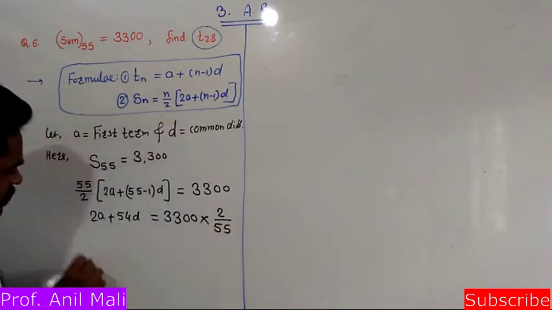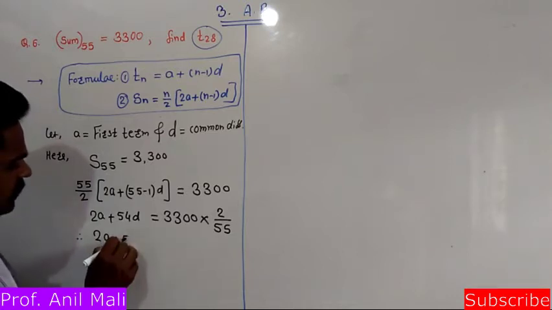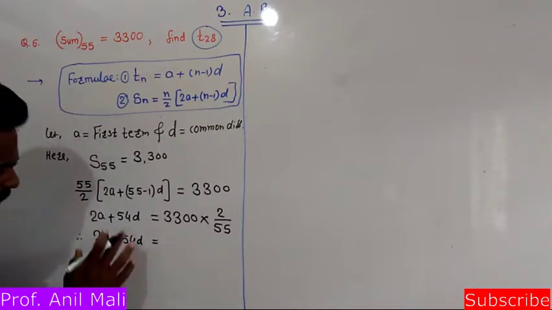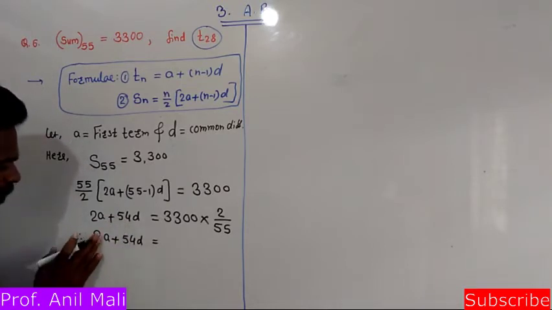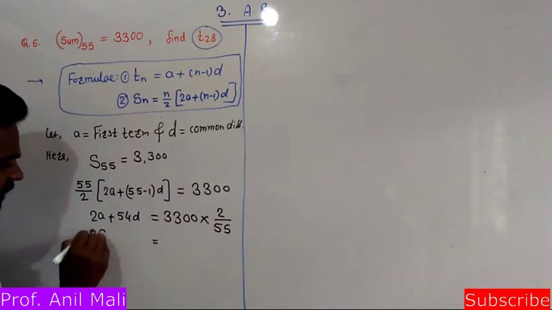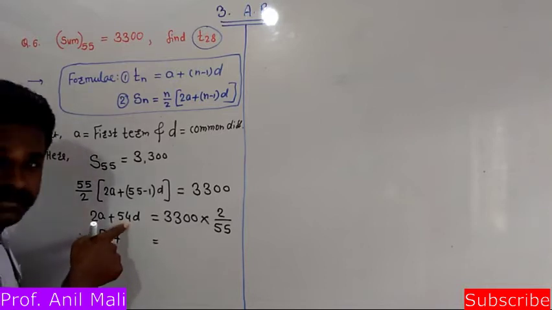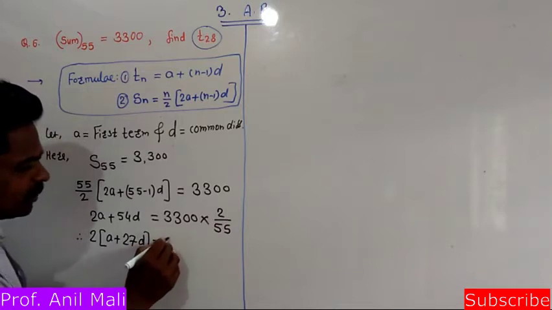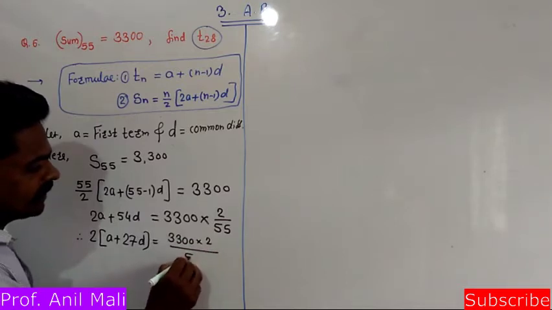Therefore we can write here 2a plus 54d is equal to, now we'll take 2 common from both terms. If we take 2 common from both the terms, then we get 2 into the bracket a plus 27d, since 27 twos are 54, and it is equal to 3300 into 2 upon 55.